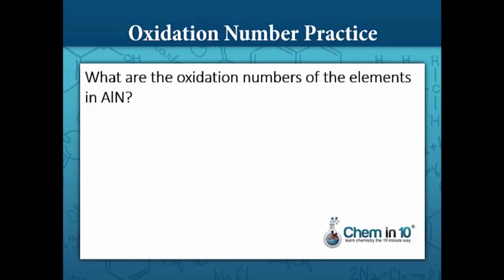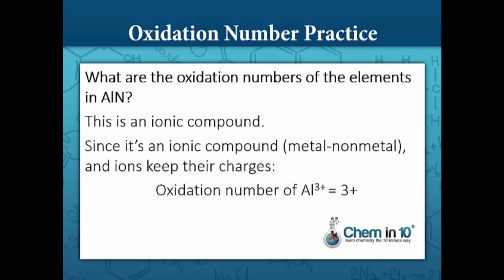What are the oxidation numbers of the elements in aluminum nitride? Again, this is an ionic compound, so the ions keep their charge. Aluminum is 3+, and nitride is 3-.